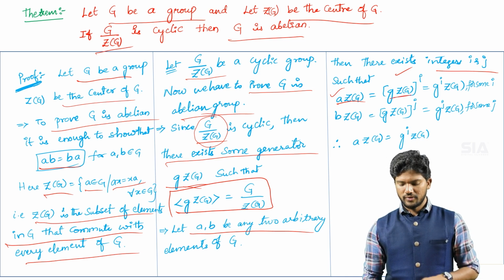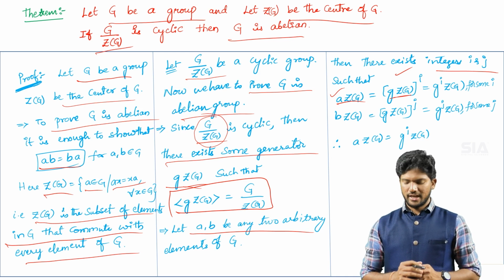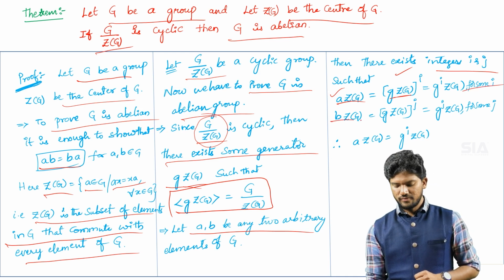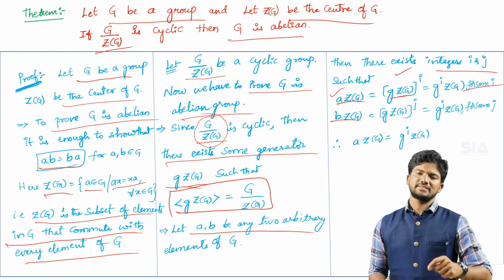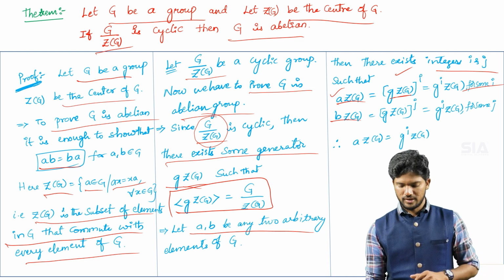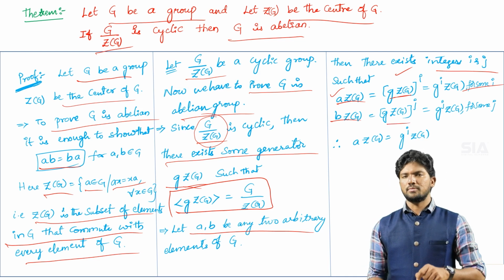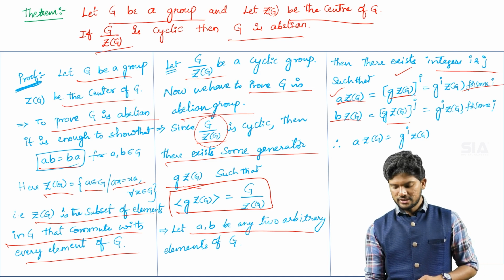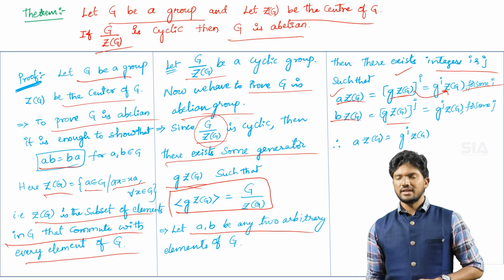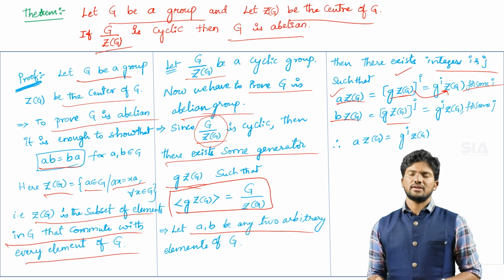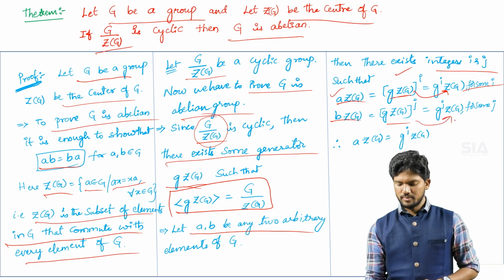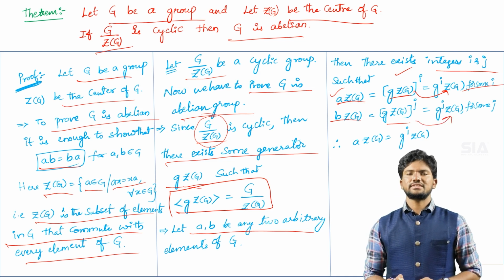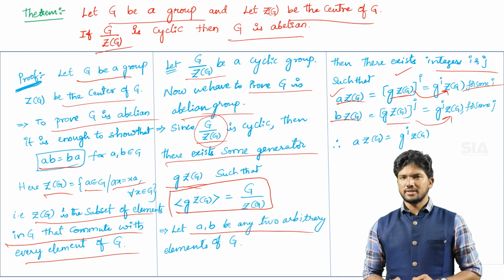Okay, generator. Therefore A into Z of G is equal to G power I into Z of G for some I. Next, for the second element in capital G, B is an element. B into Z of G is equal to G power J into Z of G for some J. So you can write G power small I into Z of G, and if you simplify that step, G power small J into Z of G for some small J.